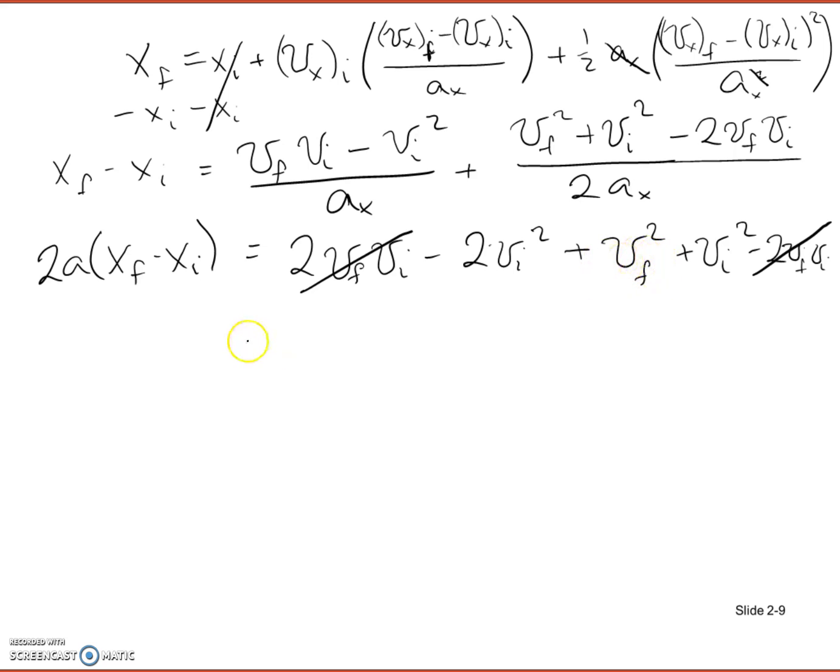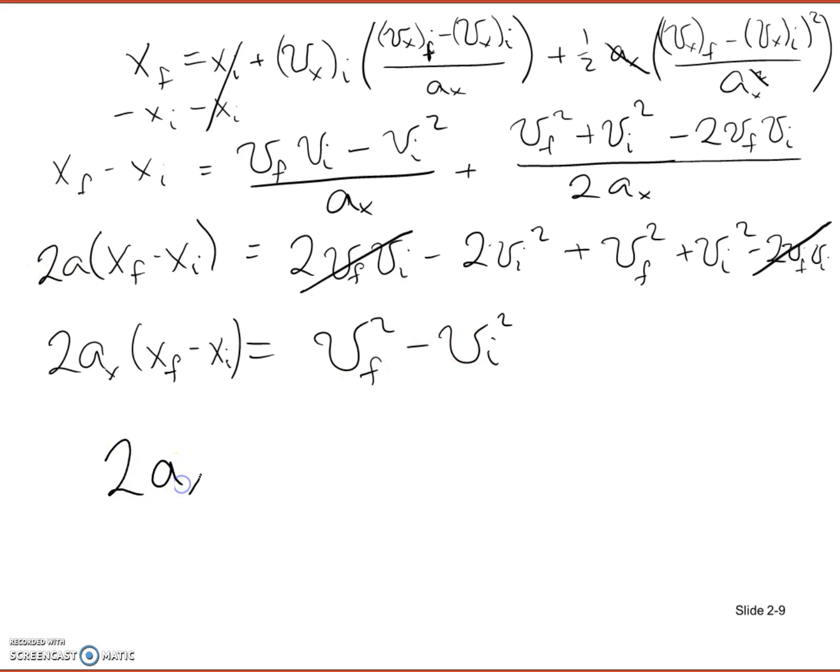I now have on the right-hand side a v final squared, so I'm going to write that first. And I have negative 2 v initial squared plus a v initial squared, which leaves me with one v initial squared. The left-hand side doesn't change. Adding back in my subscripts, this is more or less the final way that we write it. We can also write 2a_x delta x, if you prefer, is equal to v_x final squared minus v_x initial squared.